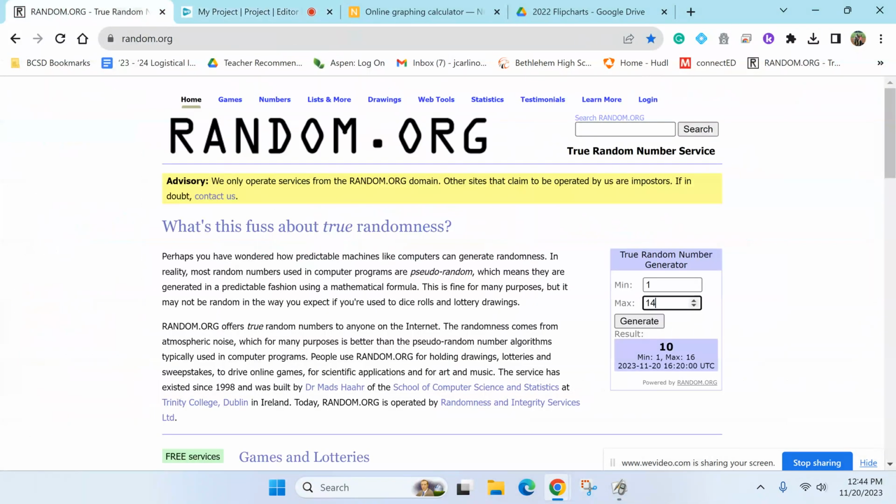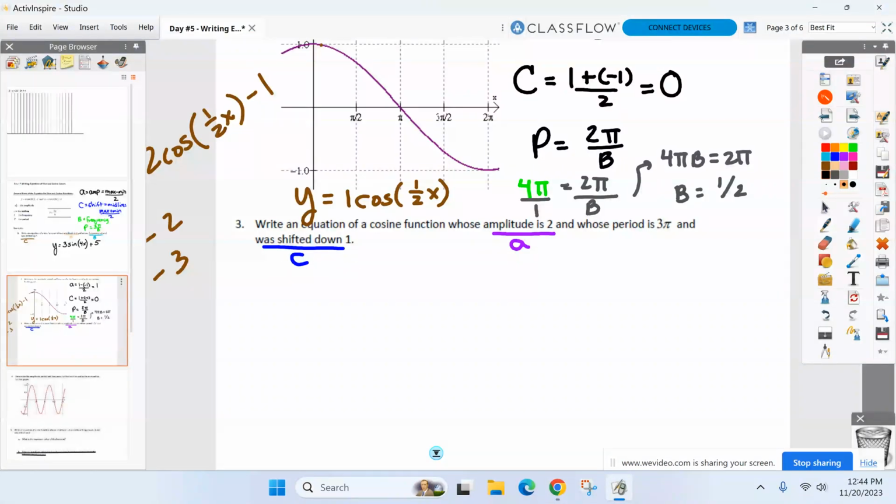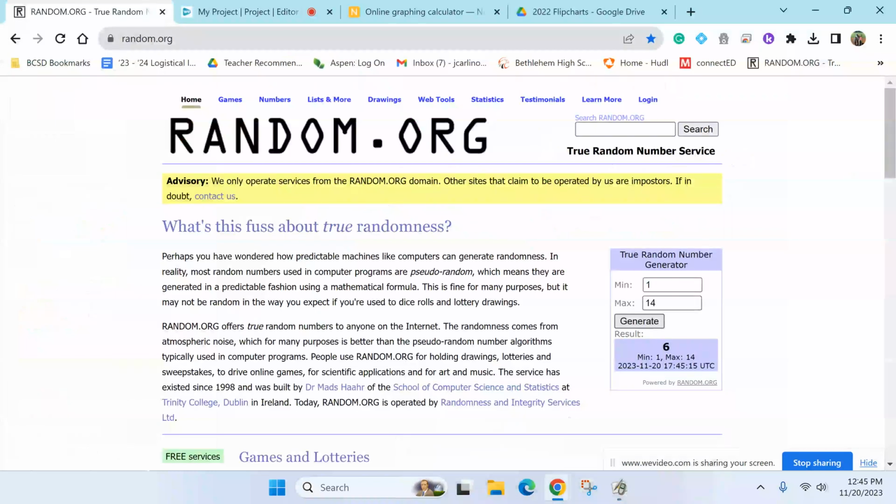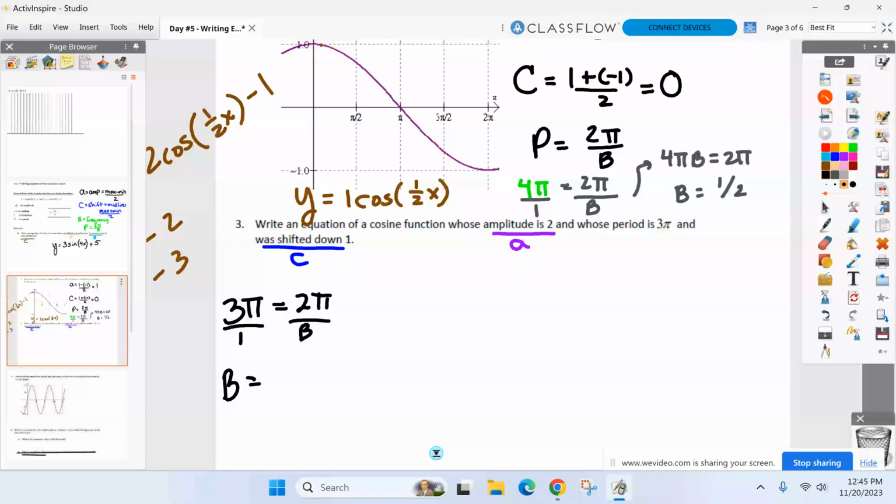Find the frequency, though. Ooh, here we go. Gabby, what can I use to find b? 3 pi equals 2 pi over b. Period equals 2 pi over b. Yep. Put it over 1. Do your magic, everyone. Take your time. Put it in your calculator if you need to. When you're ready, let me know that b value. Ethan, when you're ready. 2/3. 2/3. Yep. No pi because they canceled.